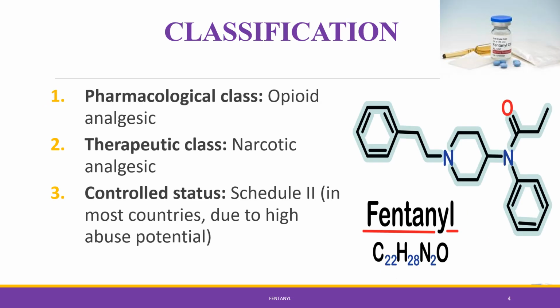Fentanyl classifications. 1. Pharmacological class. Opioid analgesic. Acts like other opioids to relieve pain. 2. Therapeutic class. Narcotic analgesic. Used medically for strong pain relief. 3. Controlled status. Schedule II in most countries, due to high abuse potential. Strictly controlled because of risk of abuse and dependence.